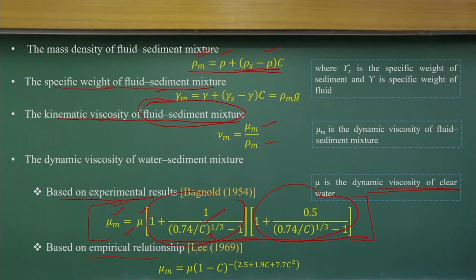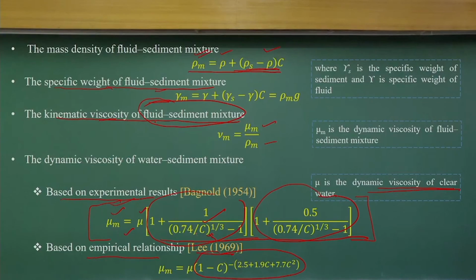Or there is an empirical relationship given by Lee 1969 in terms of power functions. So these are all empirical equations to find out the kinematic viscosity of fluid and sediment mixtures, because when a river is flowing, it is not only water flowing, it is water and sediment. So we need to know what the viscosity could be, which will be a function of mu, the dynamic viscosity of clear water, and a function of C, the volumetric sediment concentration. These empirical equations were established by Lee 1969 and Vanoni 1954, for the equivalent kinematic viscosity of fluid and sediment mixtures.